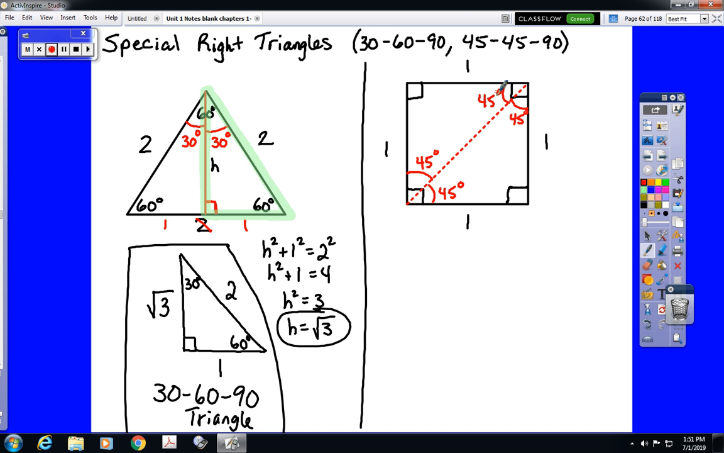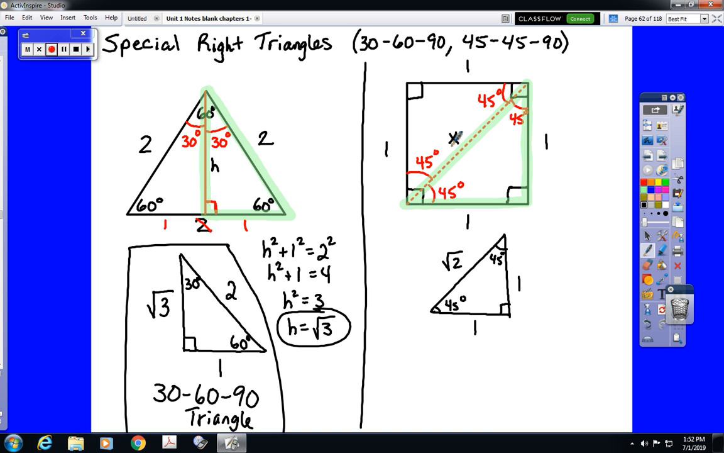Now notice that in this case, if we look at only half of the square, we are now looking at a right triangle. So that is the right triangle that we are dealing with here. It has legs of length 1. It has 2 45-degree angles within it. And the hypotenuse is the square root of 2.